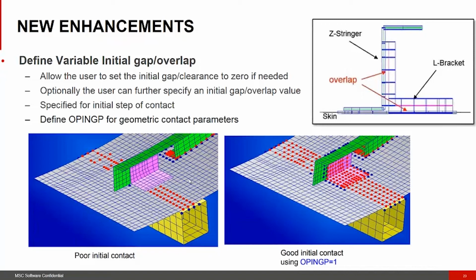In that case, it's going to be tedious to go and change all of those gaps and overlaps one by one. That's why we allow you to define a variable initial gap and overlap in Nastran. And it's very easy. You just use an OPINGP entry in your Nastran input file. For more information, please refer to the user's guide. The quick reference guide also has some information.